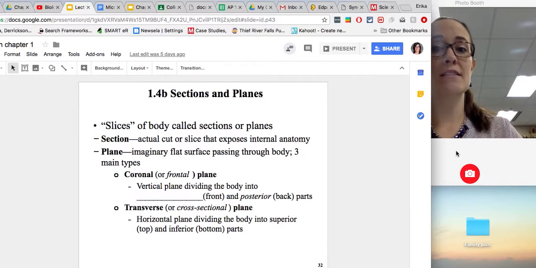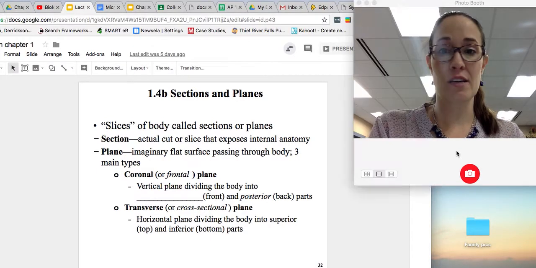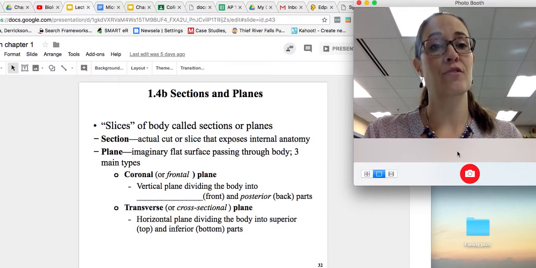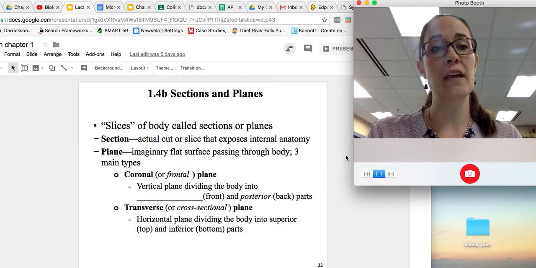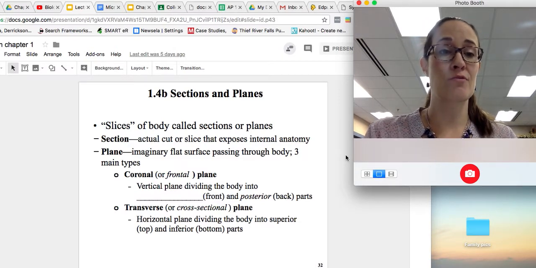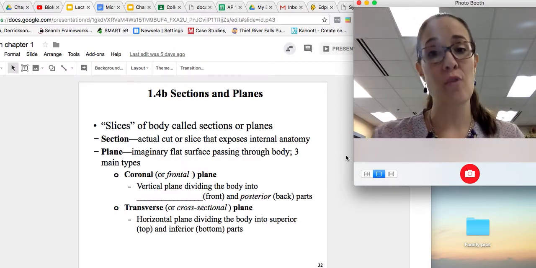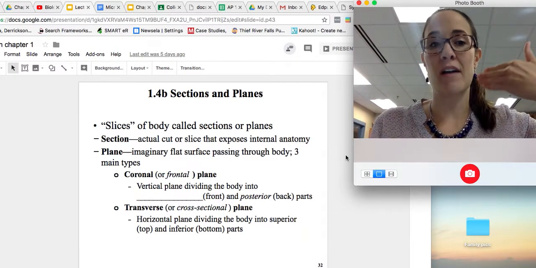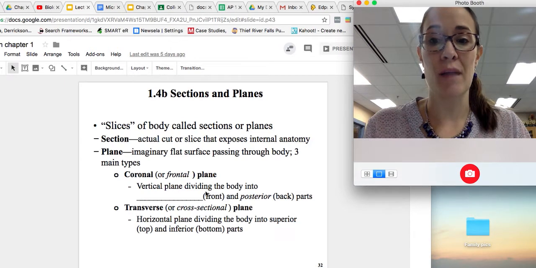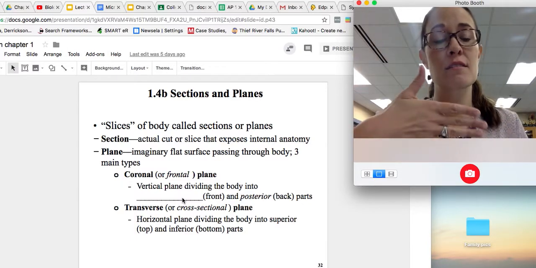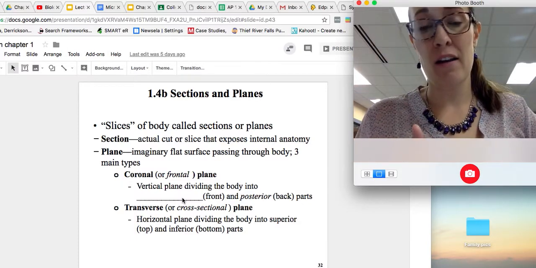Sections and planes. Slices of the body are called sections or planes. A section is an actual physical cut that exposes the internal anatomy of the human. A plane is an imaginary flat surface that passes through the body, and there's three main types. The coronal, also called frontal, is a vertical plane dividing the body into anterior and posterior. Anterior meaning the front, posterior the back.